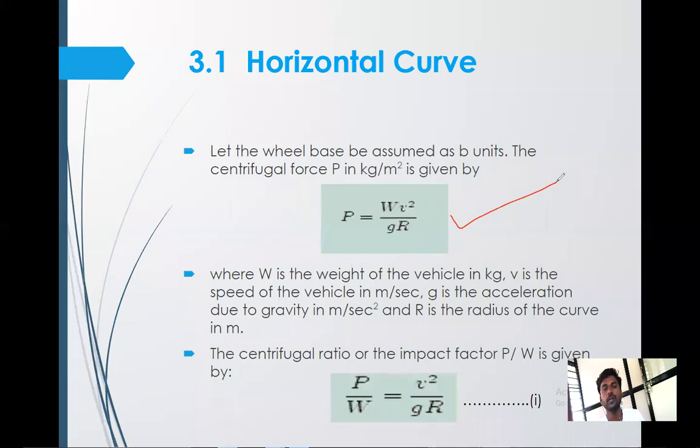Okay. Now we'll take the W from the right side to the left side. The formula will become P by W is equal to V square upon gR. This ratio P by W is taken as centrifugal ratio. It is very important from the MCQ point of view.